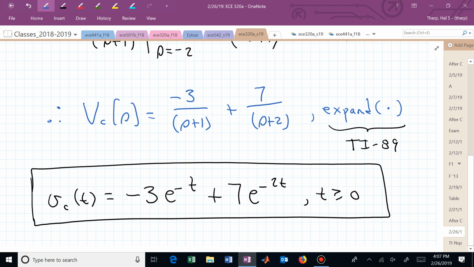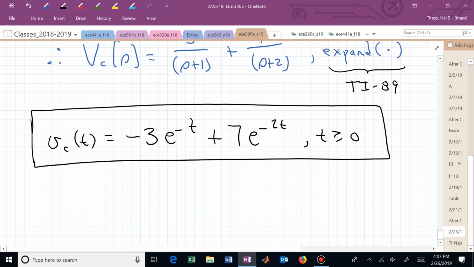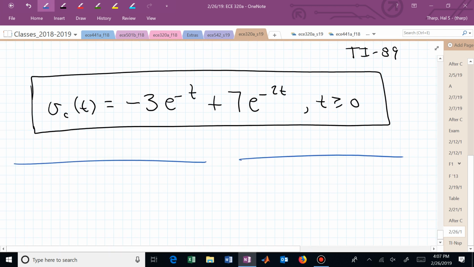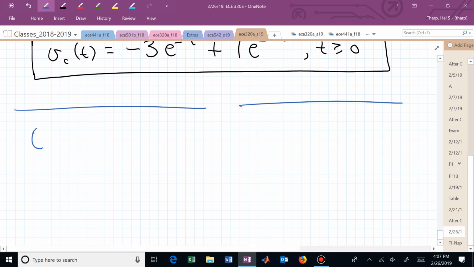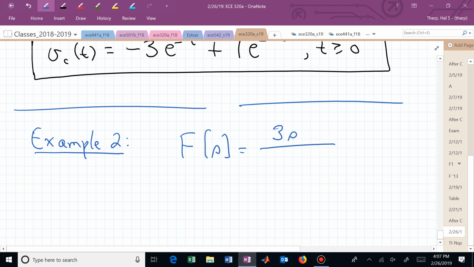Questions on that first inverse Laplace transform? What if we try another one? Since I didn't see anybody even blinking an eye on that request for questions. So example 2. Suppose we now say capital F of s is 3s over s squared plus 4s plus 13.